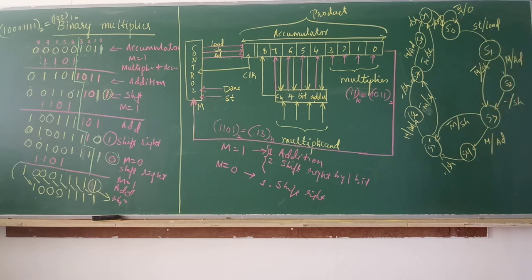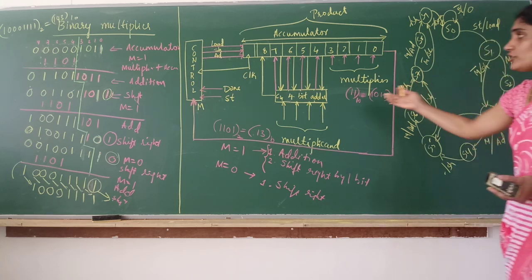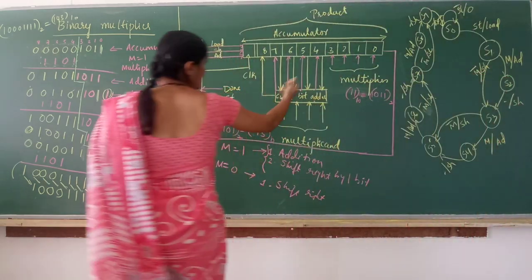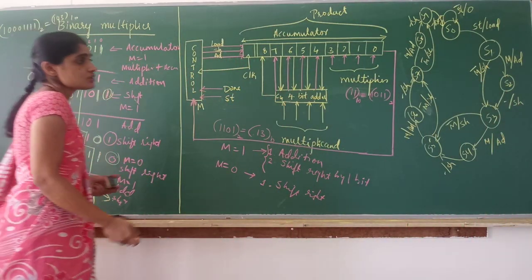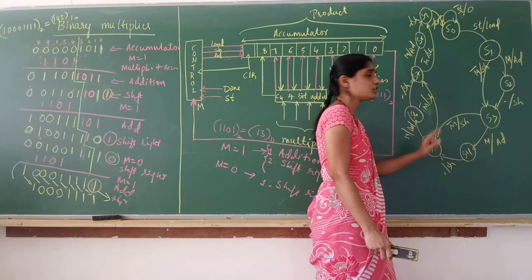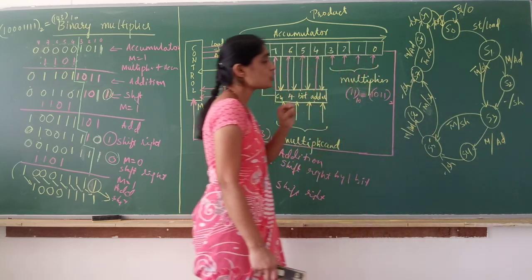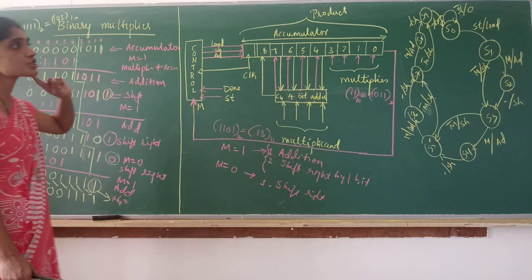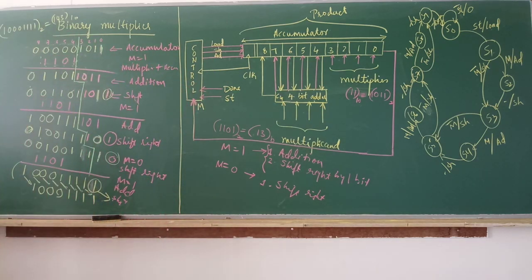Hope this state diagram is clear. It is very simple, it is very easy. If you understand the process now, you can write the state diagram very easily. So if M is 1, add shift. If M is 0, directly only shift. So after 4 shifts, for 4-bit multiplication, 4 shift signals should be out from the control unit. Once 4 shifts are completed, that means multiplication is done and the result is in the accumulator.